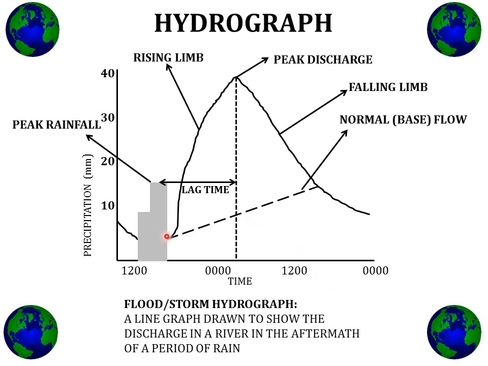So the rising line here is called the rising limb, and the falling line is called the falling limb. Now this dotted line across here is a normal base flow, and the top of the line graph is the peak discharge. And this bit here shows the peak rainfall and how much has fallen in millimeters and what time of day. Now the relationship between peak rainfall and peak discharge is called the lag time. Got that?